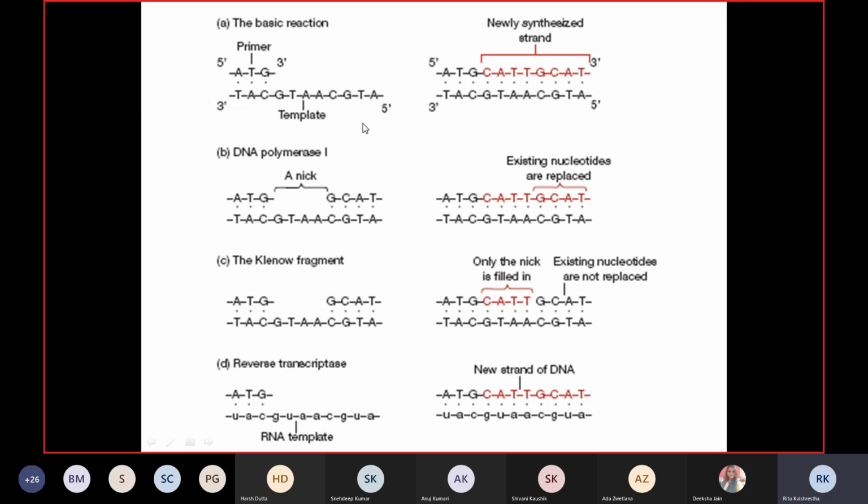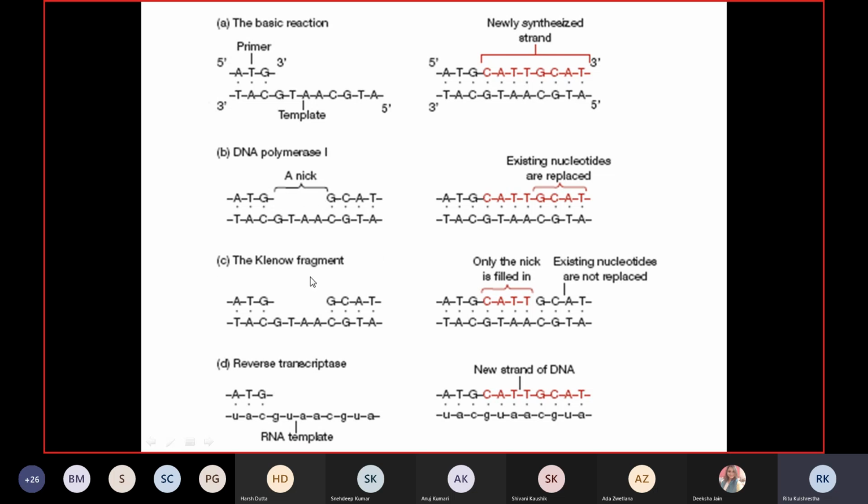If I talk about DNA polymerase 1, it has three different important activities. One is 5' to 3' polymerase activity. It has 3' to 5' proofreading or exonuclease activity, as well as 5' to 3' exonuclease activity. These you should remember. Now, the 5' to 3' exonuclease activity is not required here. I just wanted to fill in the gap.